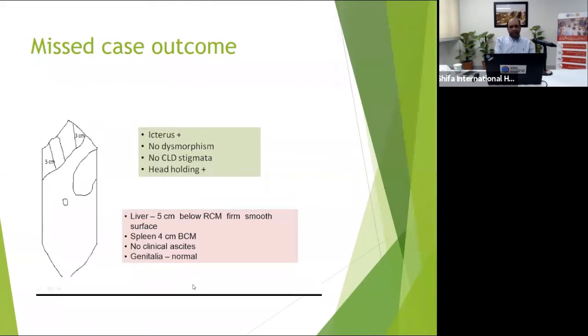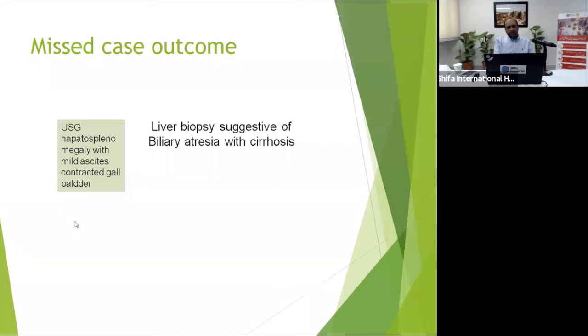On examination, the baby was icteric, there were no dysmorphic features. Although there were no features of chronic liver disease, the child was neck holding, and there were no other features. Otherwise, the child was playful, active. The liver was 5 centimeters and the spleen was palpable. Ultrasound showed hepatosplenomegaly with mild ascites and a contracted gallbladder. And the liver biopsy was suggestive of biliary atresia.